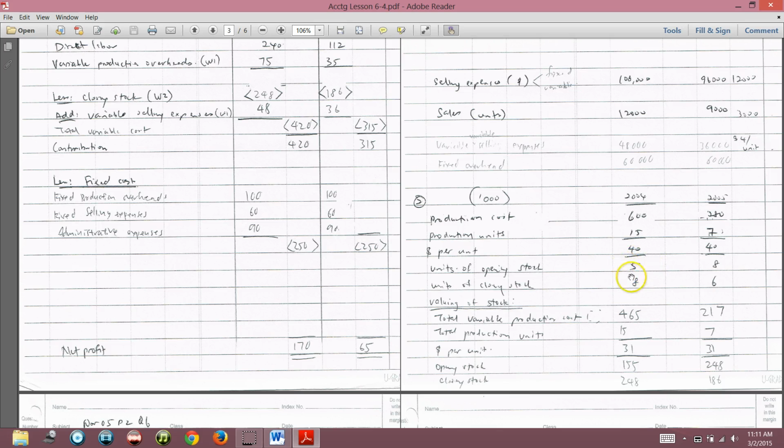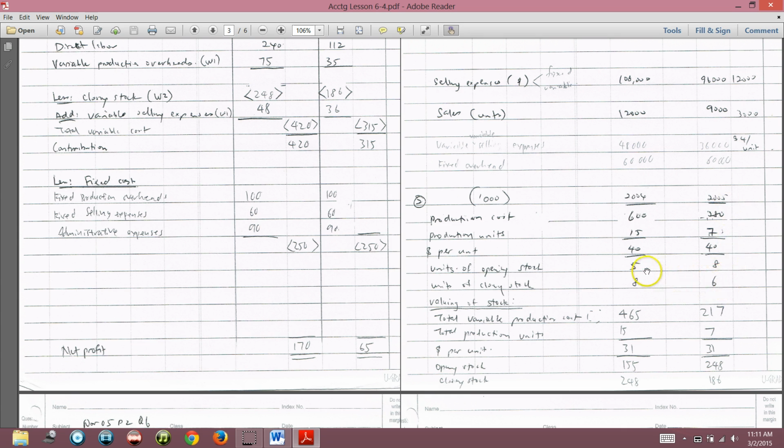So there are 5,000 units of opening stock in 2004, and the closing stock is 320 divided by 40, which is 8,000. Similarly, in 2005, the opening stock is 320 divided by 40, so there are 8,000 units of opening stock in 2005, which is the same as the closing stock. I mean, the closing stock in 2004 will be equal to the opening stock in 2005. So the closing stock for 2005 is 240,000 divided by 40, so there are 6,000 units of closing stock in 2005.